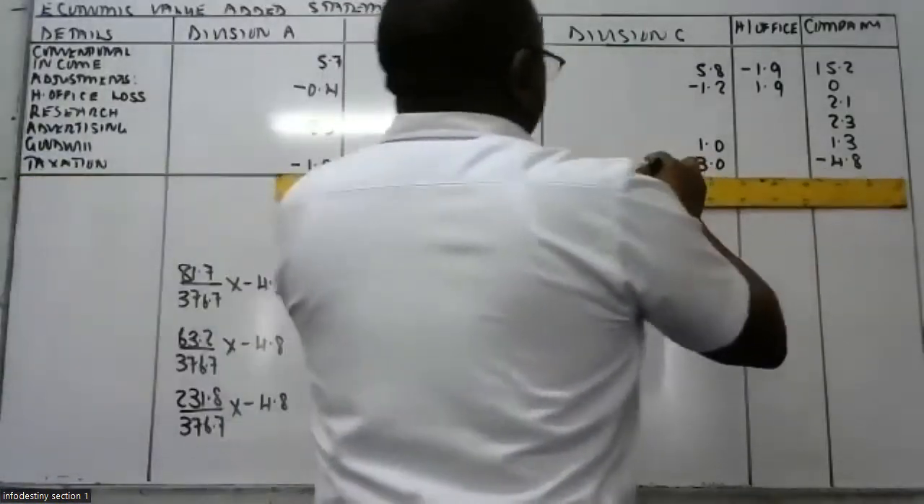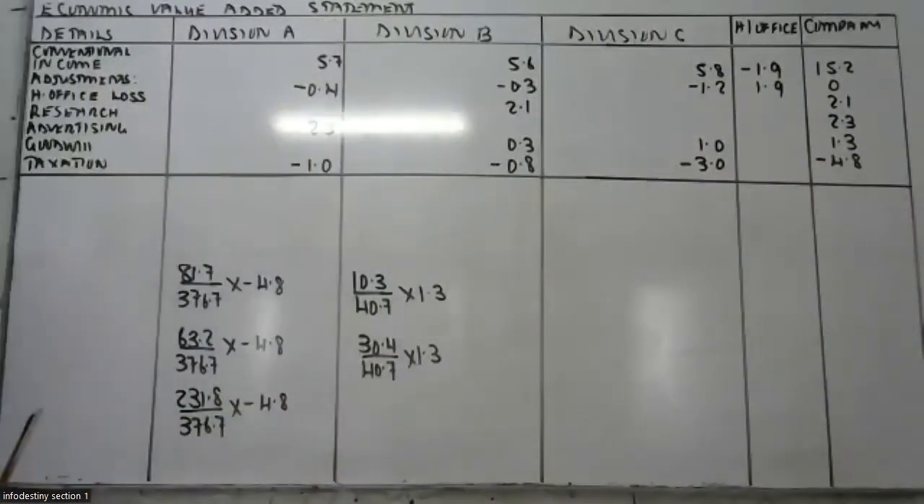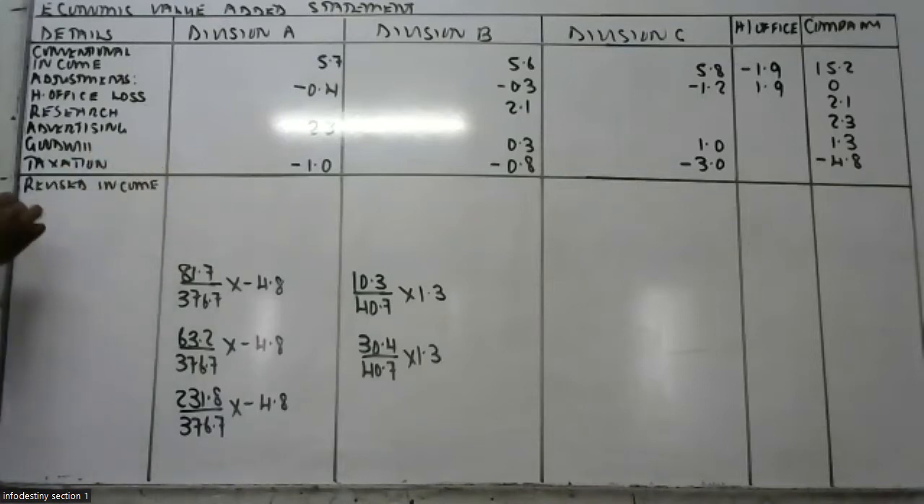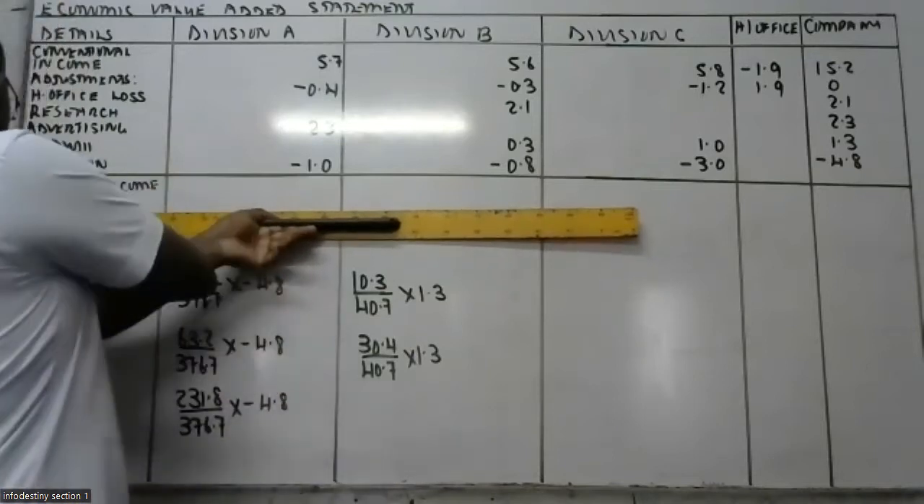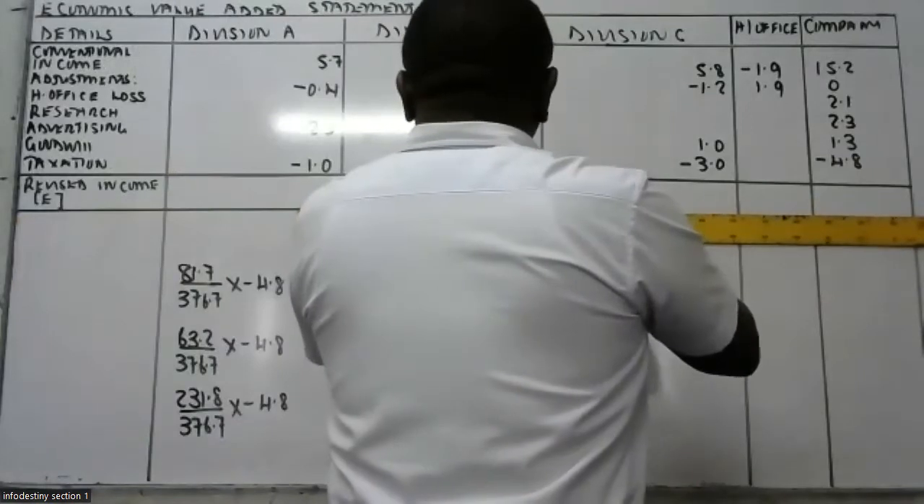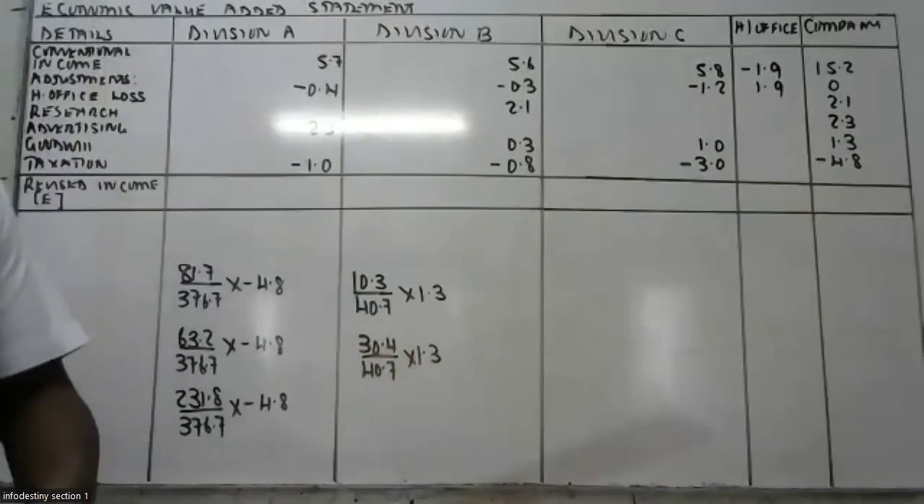And if those are the items, we are now going to have what we call revised income. This revised income, we can call it E, revised income after the adjustments have been done.